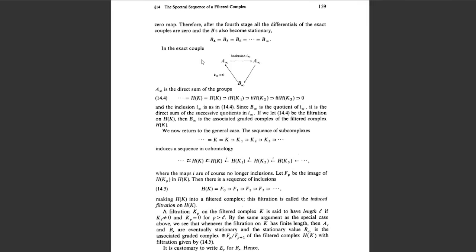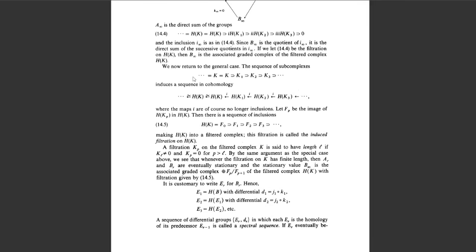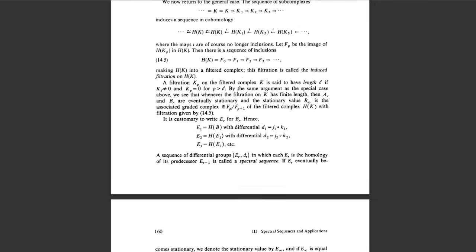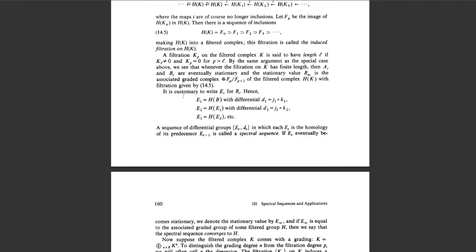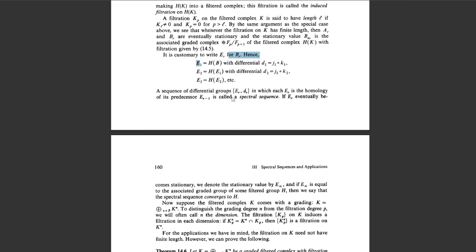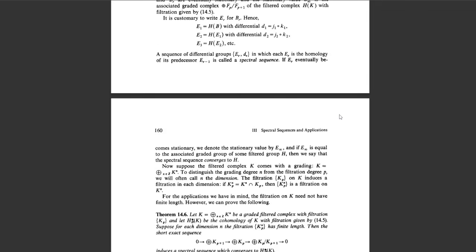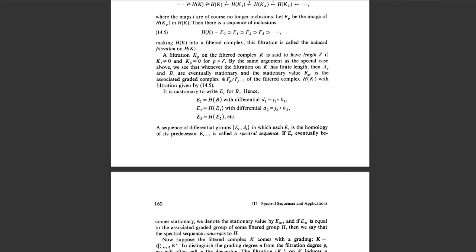Filtration. That's also the other word that gets thrown around a lot. But a filtration K is a filtered complex. It's said to have length. For the same argument, it's customary to write E_R for B_R, a sequence of differential groups, a graded filtered complex.